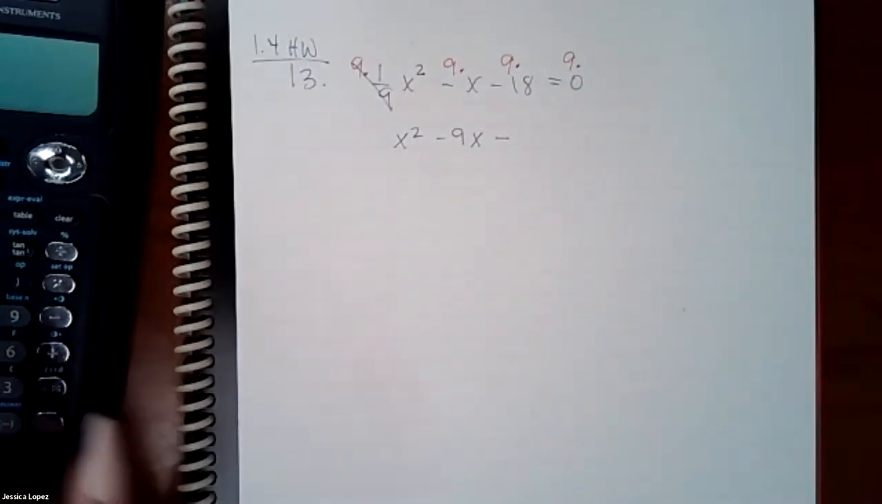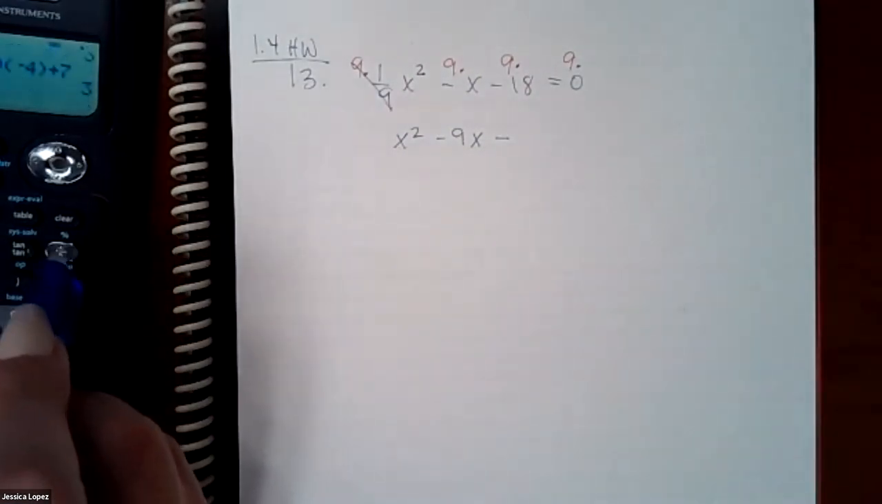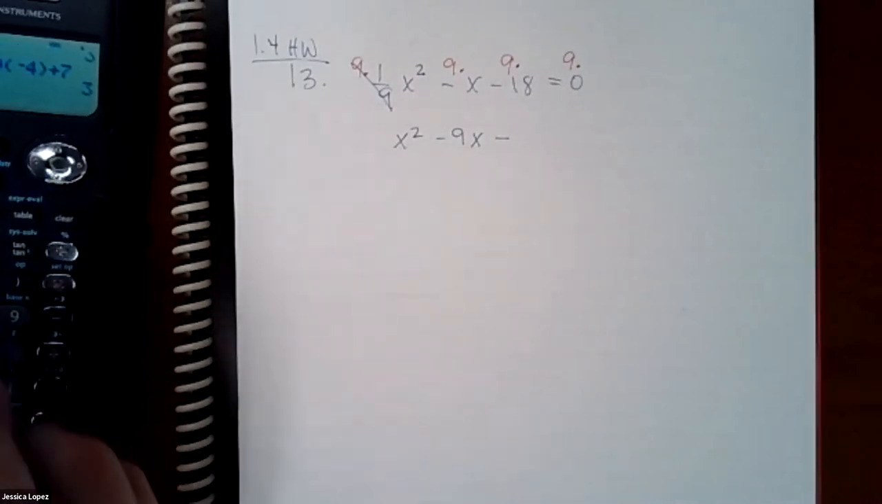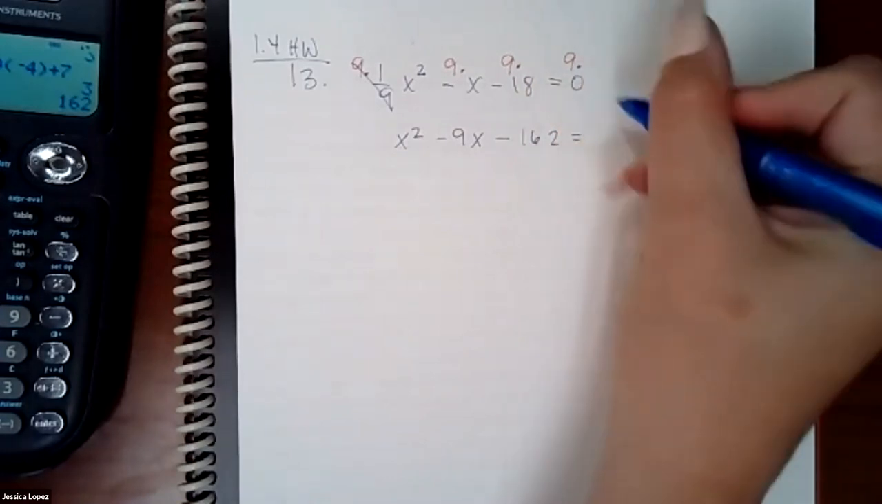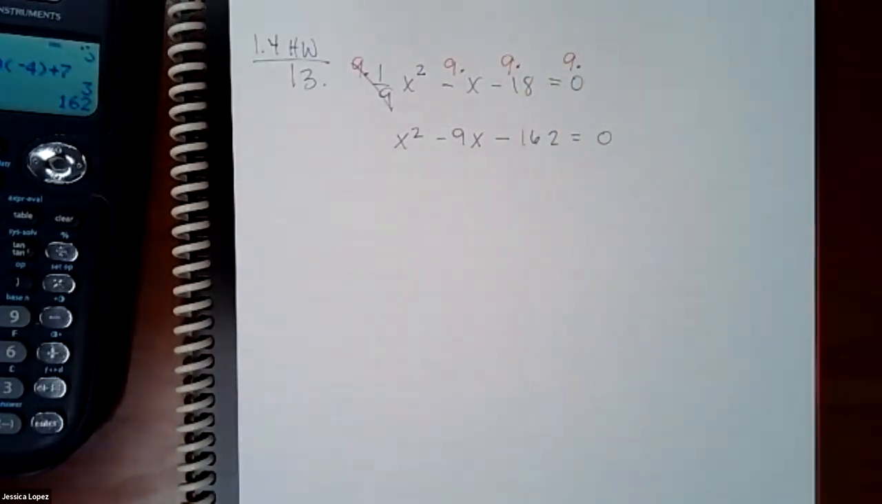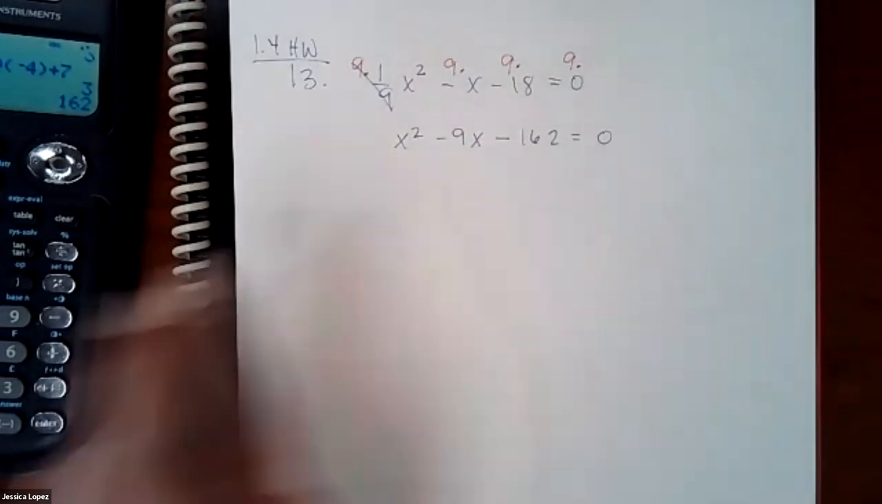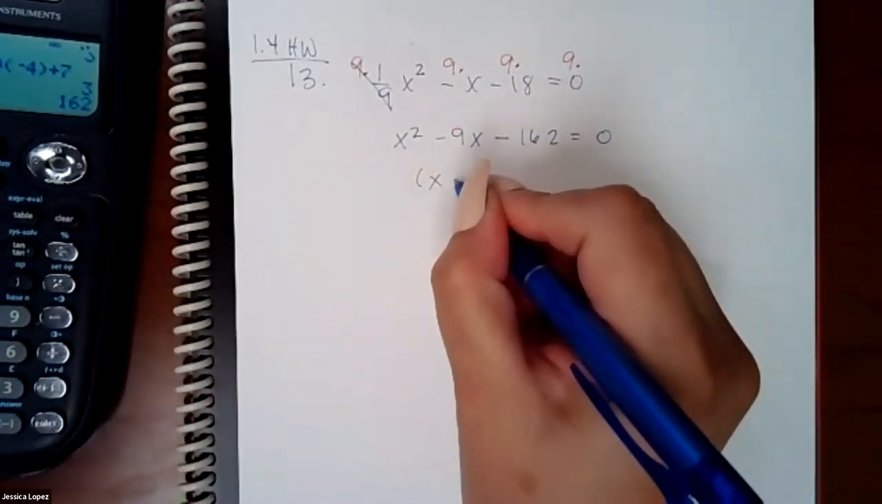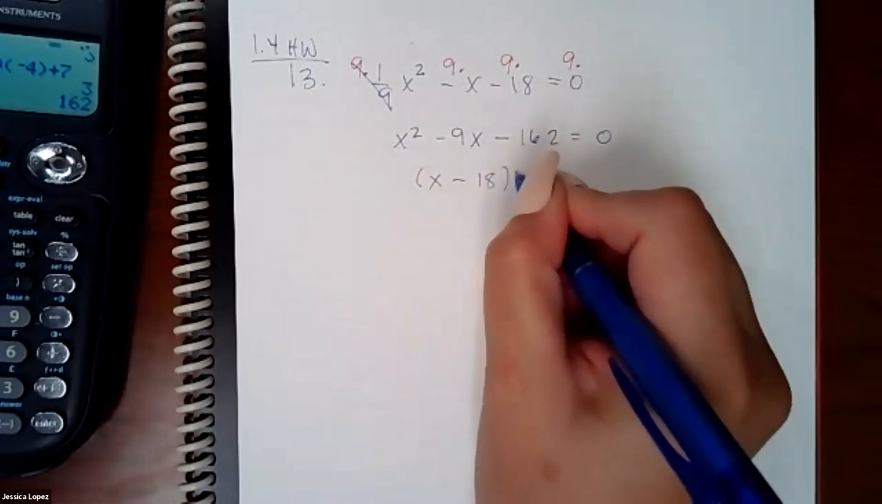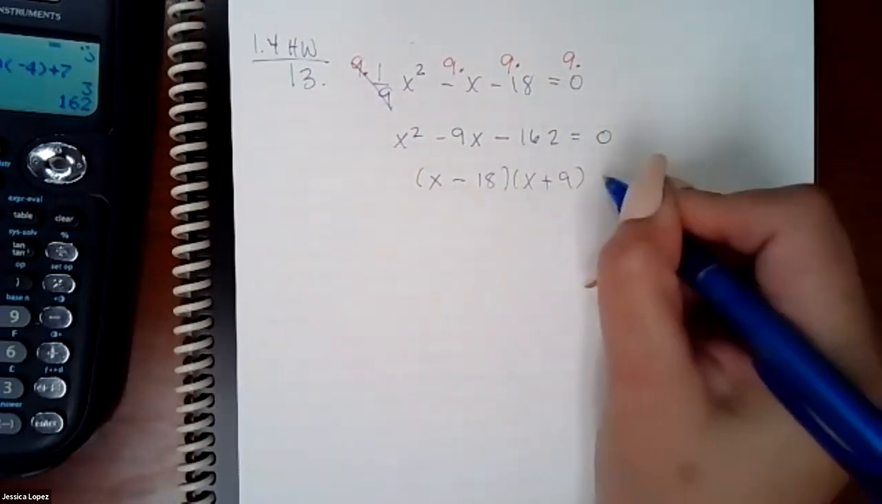Let me see. 9 times 18, yes. And then 9 times 0 is 0. And so now you're dealing with this problem here and you want to try to factor it. Go through the AC method if you need to. I'm pretty sure that this is going to be the answer.